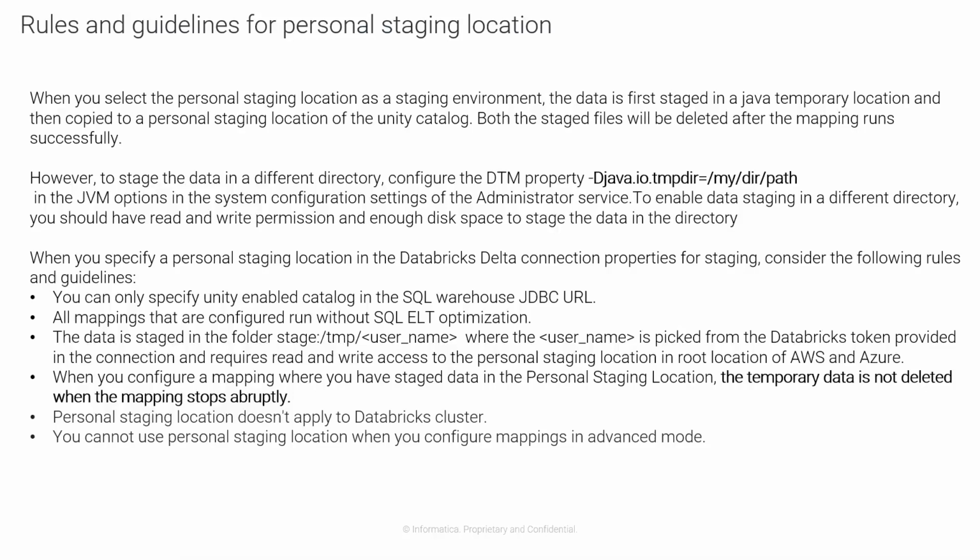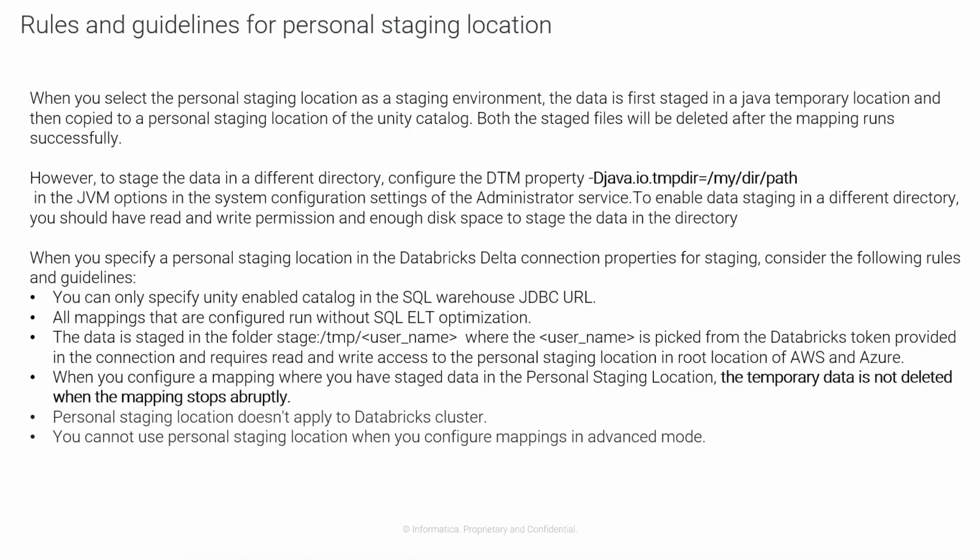In the new flow, first the source data is read, and it will be stored in the secure agent's Java temporary location in Parquet format, and then it will be pushed to the Databricks personal staging location, which will be /temp, and the username will be picked from the token, and inside that it will store the temporary file, and then it will run an insert query using that.